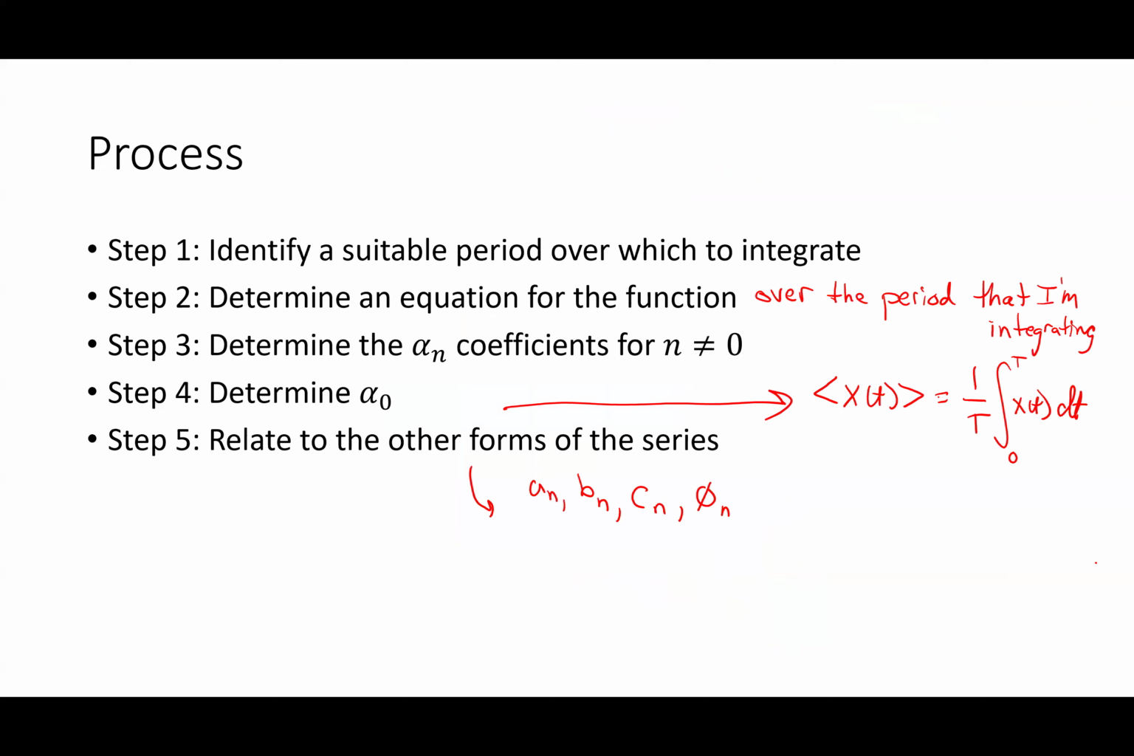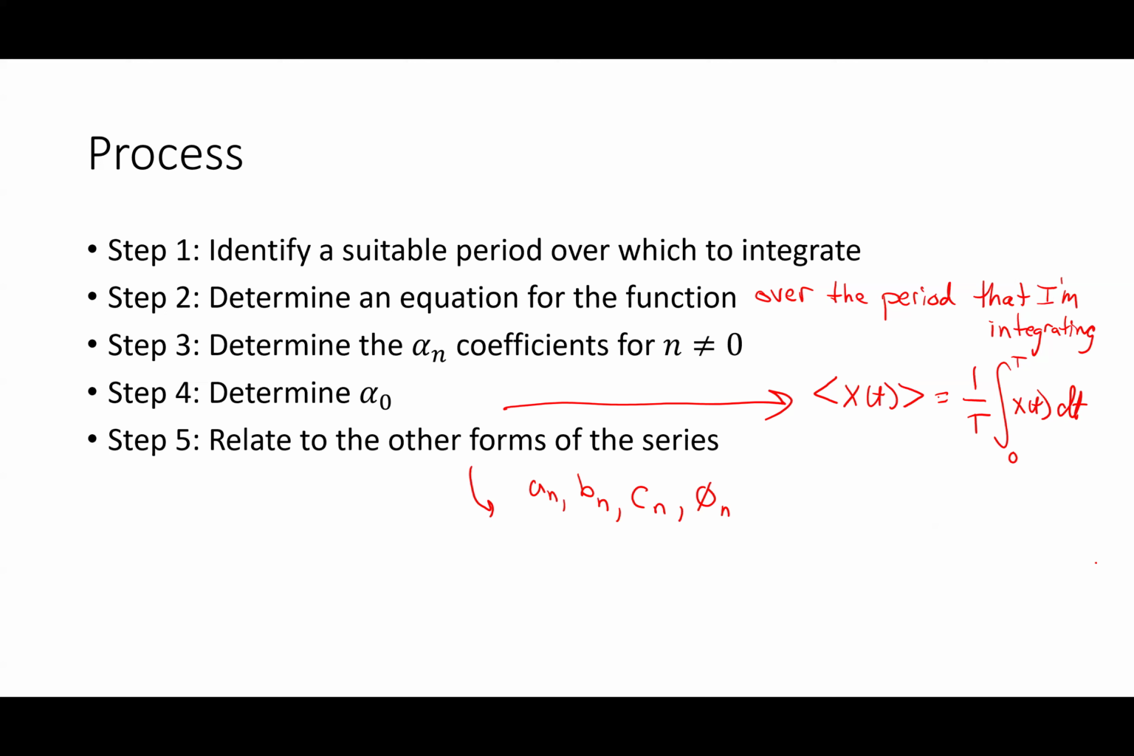Basically, what do I do? I've got 5 steps. First, I identify a suitable period over which to integrate. I have to integrate over one period. Sometimes I do it from 0 to capital T. Sometimes I do it from negative T over 2 to T over 2. Usually I just try to be smart about which way the calculus is going to be easier. It doesn't matter; I just try to get the easiest calculus.